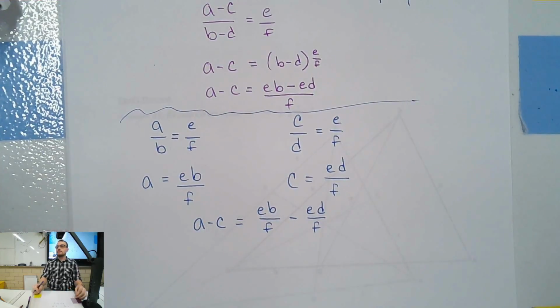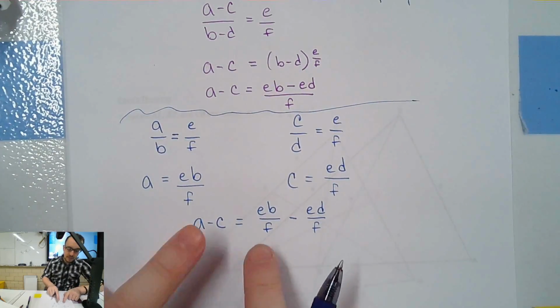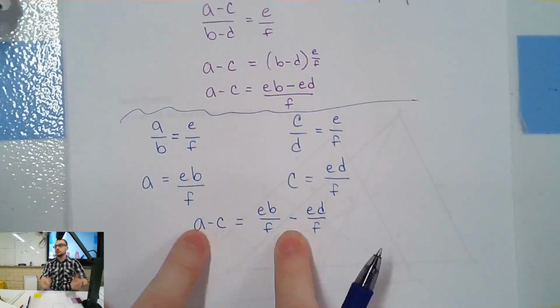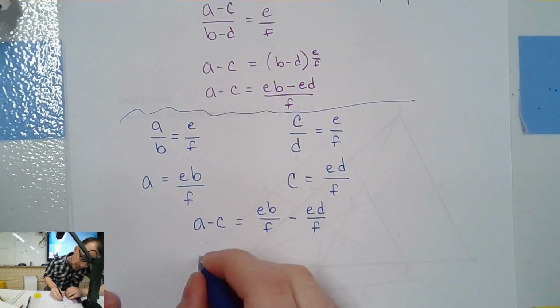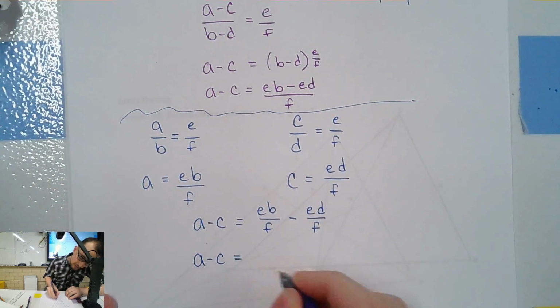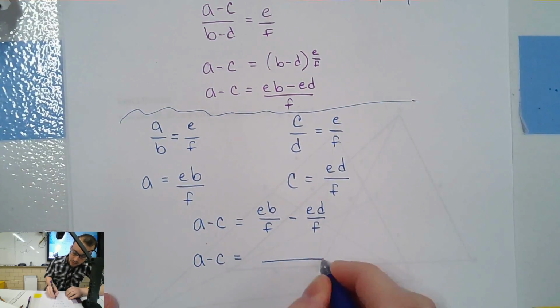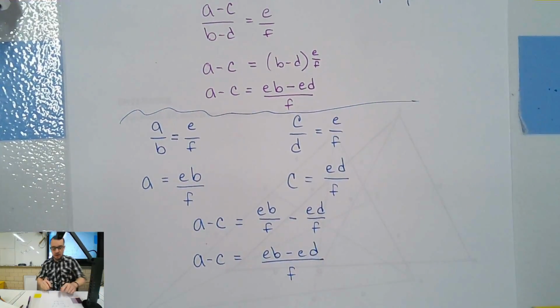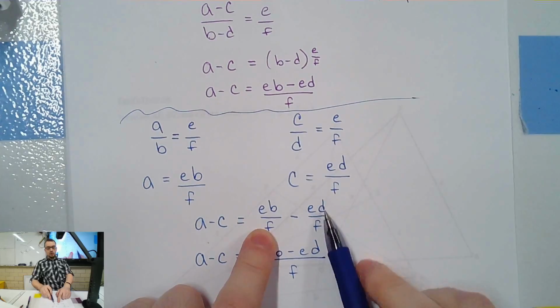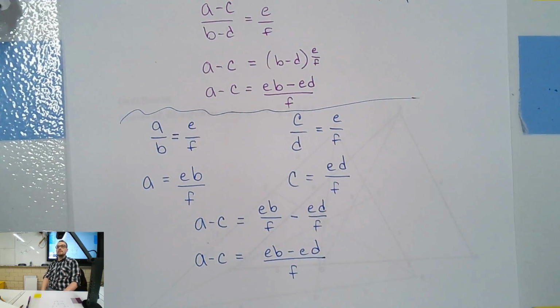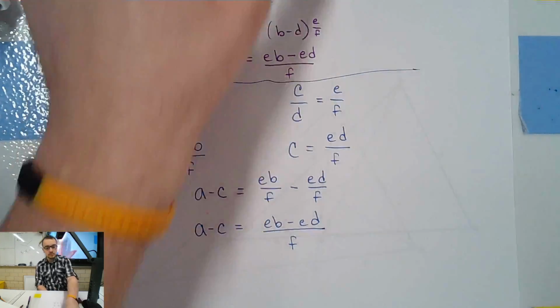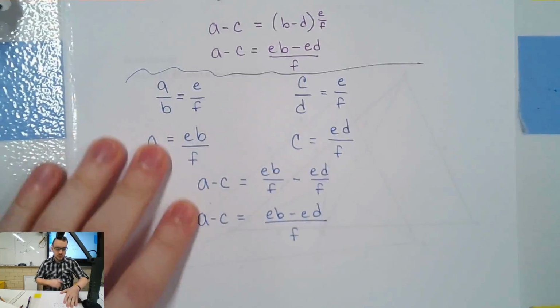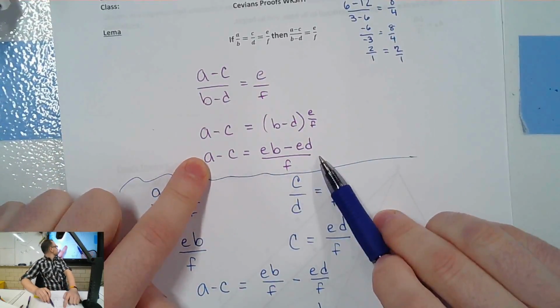You cool with that? You follow my logic on this? Just substitute. That's what A is, that's what C is, right? So they should be equal. And then I'm going to say that A minus C, since these all have a common denominator of F, can I put them all over F? Right? If that was 2 over 3 minus 4 over 3, couldn't I put them all over 3? Right? So I'm going to put them all over F. And if you look, now I'm here.